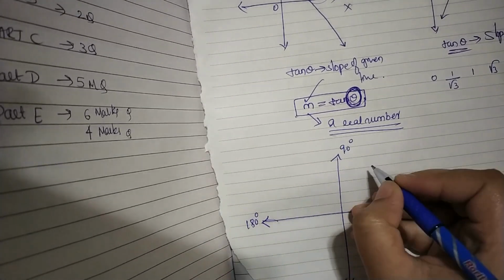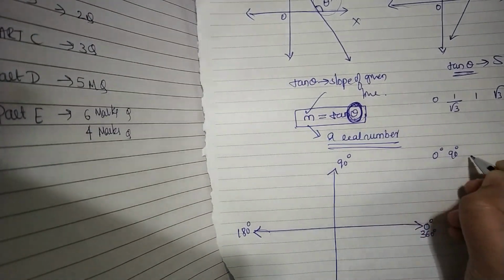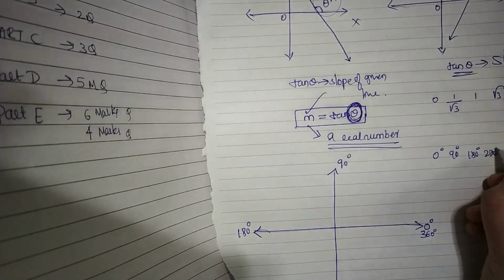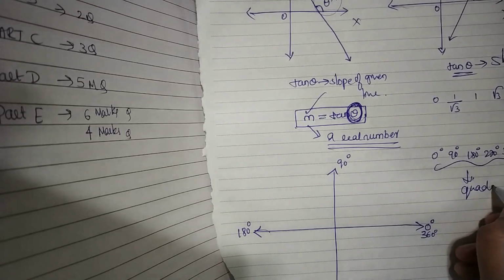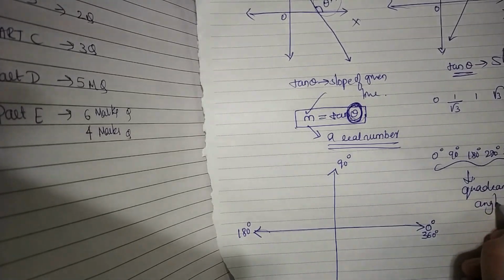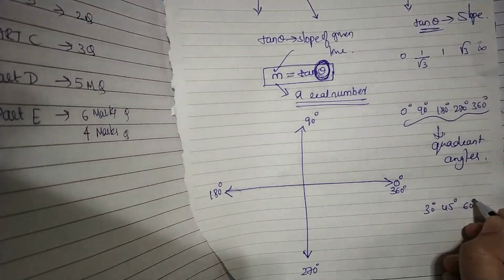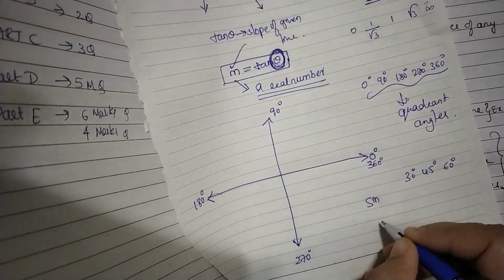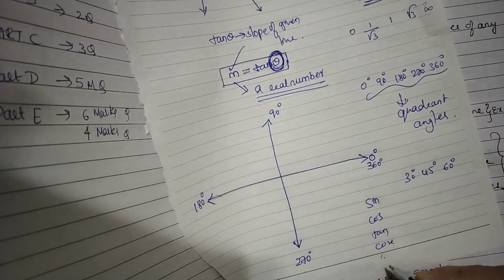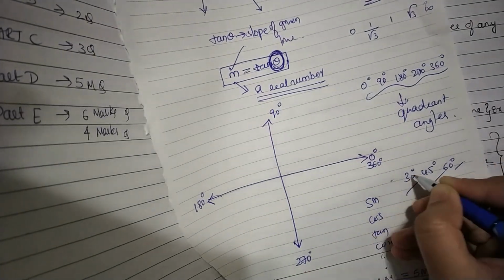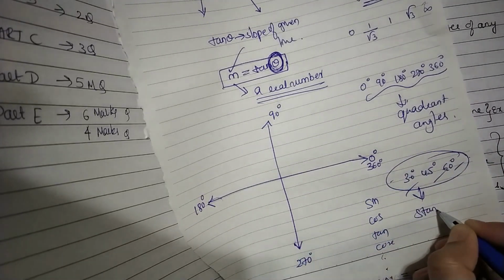So here that is according to quadrant rule. So these angles, 0 degree, 90 degree, 180 degree, 270 degree, 360 degree, are known as quadrant angles. Whereas 30 degree, 45 degree, 60 degree, we know their ratios: sine ratio, cos ratio, tan ratio, and the reciprocals cosec, cot, sec, we know all the values. 0, 30 degree, 45 degree, 60 degree, 90 degree. So these angles are known as standard angles.